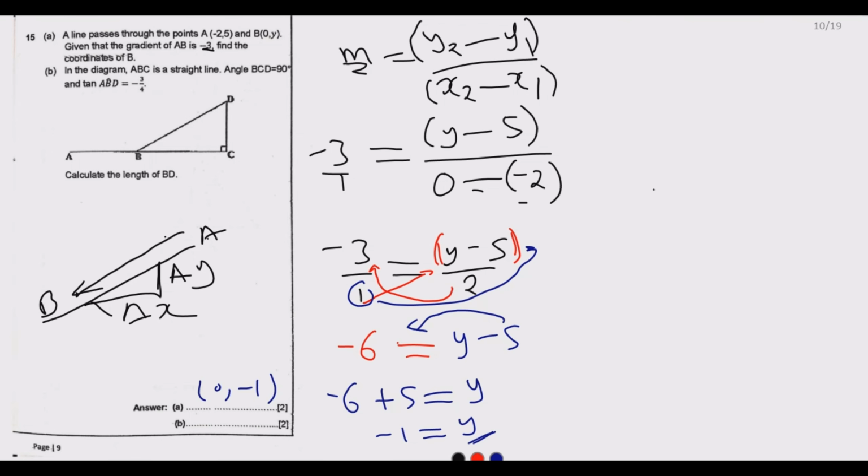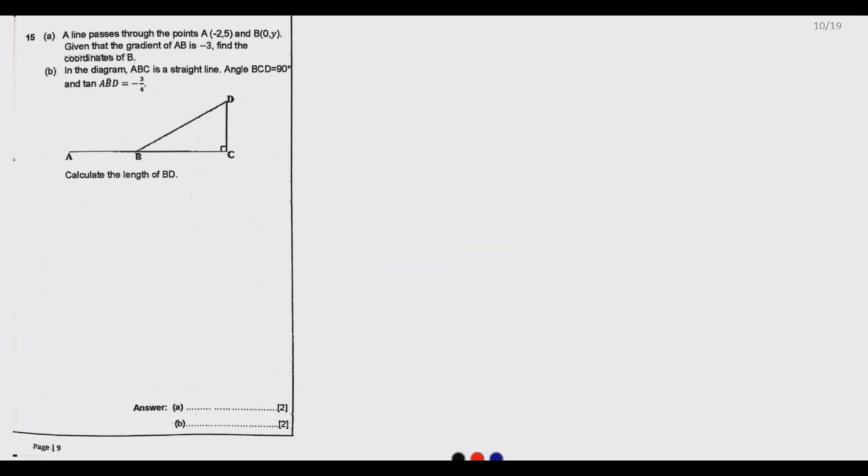Let us move to part B quickly. I can quickly lab on the board so that we have enough space. So B: in the diagram, ABC is a straight line. Angle BCD equals 90 degrees. Then tan ABD equals -3 over 4. So this is our tan ABD, and we know this is our 90. Then the question asks us to calculate the length of BD.